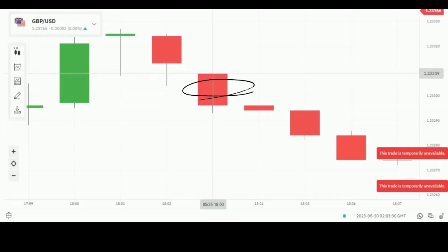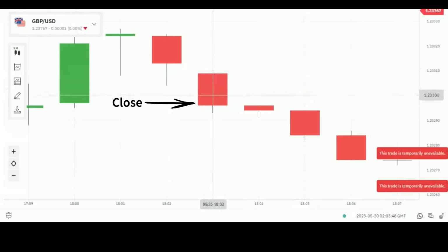When you look at this red candlestick on our 1-minute chart, the vertical line represents the time of the formation of the candlestick. You can see that the candlestick opened at 1.233309 and closed at 1.23297. The candlestick was created at 1803 on the 25th of May. Each candlestick forms in 1 minute.